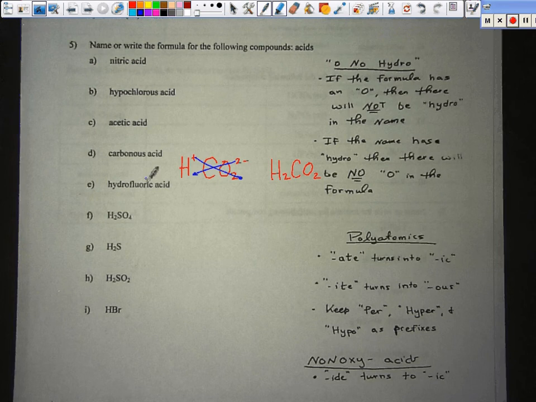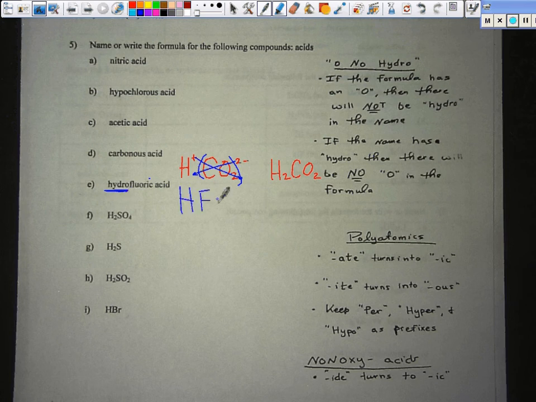All right, and the last one. As soon as you see hydro, there's no what? There's no O. Well, what is fluoric? F. So it's just H, F. All right, try the naming ones on that text box sheet again. Do those last 4. Oh, we've already done those. Yeah, just try the other ones then.